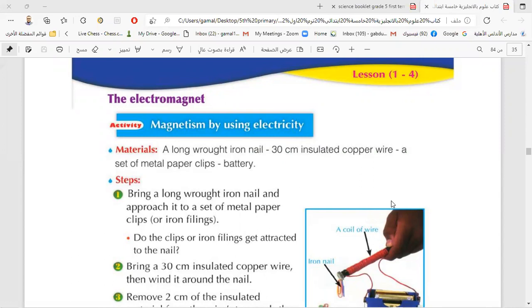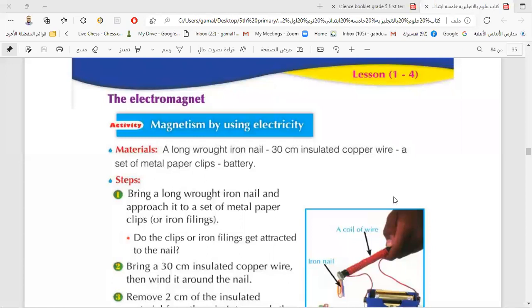Today, our session, inshallah, will continue talking about magnetism and electricity. If you remember, in the last session, we started talking about the electromagnet. And today, we will continue talking about the electromagnet and the uses of the electromagnet. And we will solve some questions about the electromagnet.